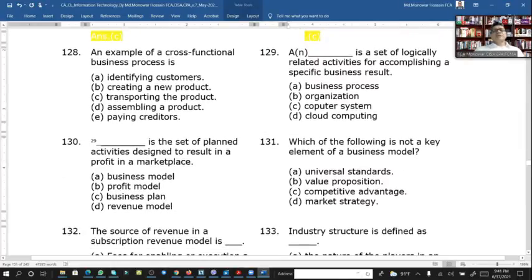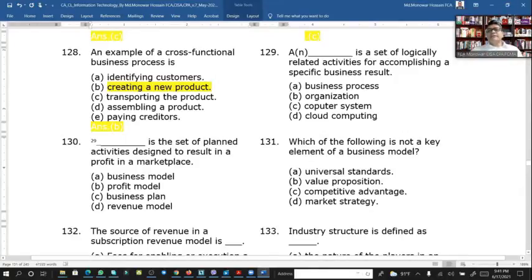An example of a cross-functional business process is, what would be the answer? Here are five items. Let's see. Answer is creating a new product. An example of a cross-functional business process is creating a new product. So we have seen there are cross-functional processes, where one function is interrelated to another function.